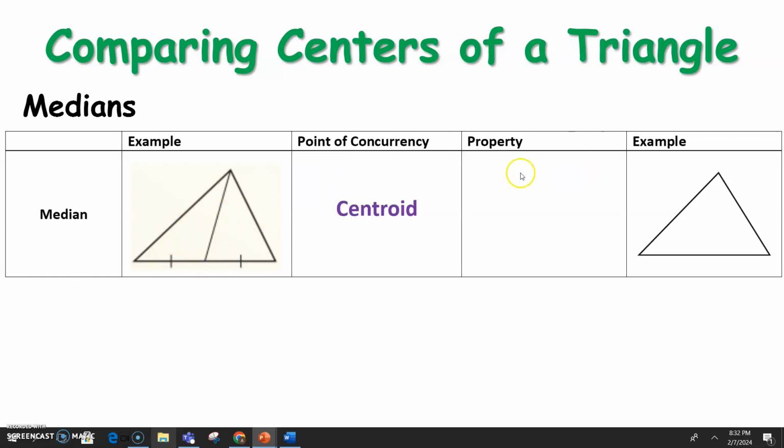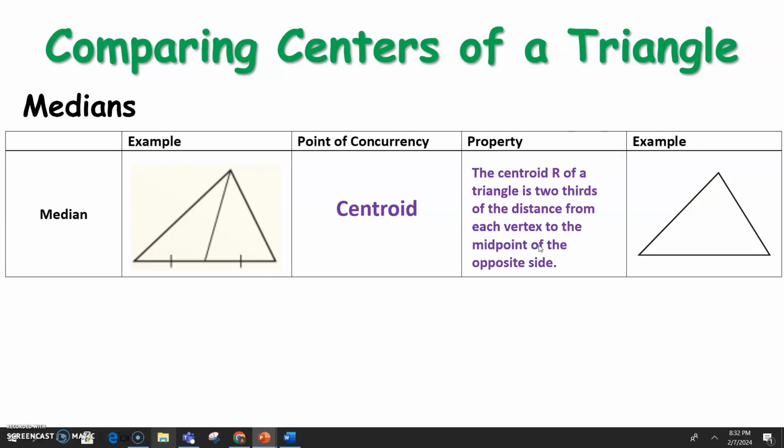And the property we have here for centroids was that the centroids were 2/3 of the distance from each vertex to the midpoint of the opposite side. So in this case, BR was 2/3 of BD, RD was the other 1/3.